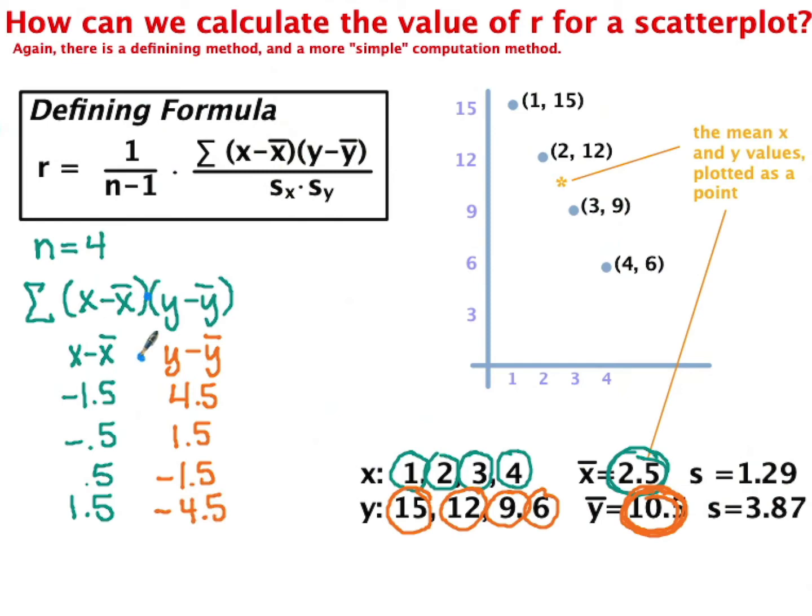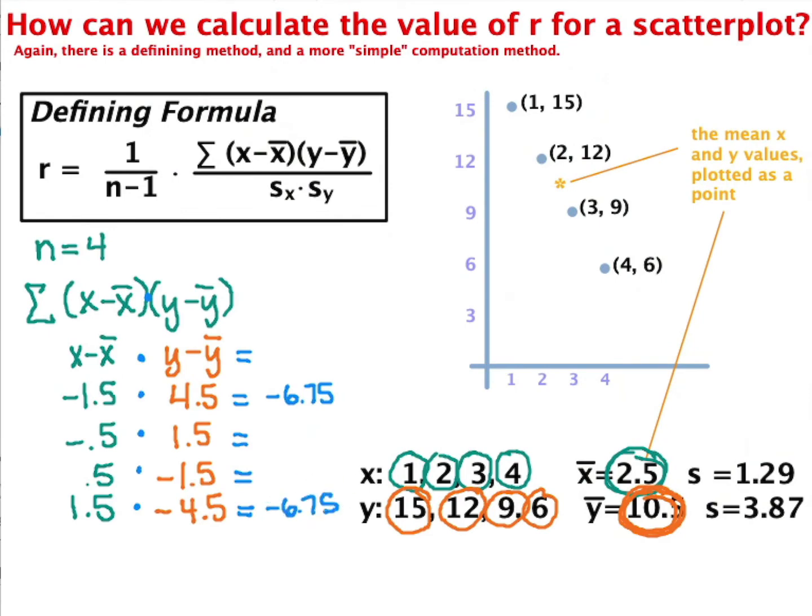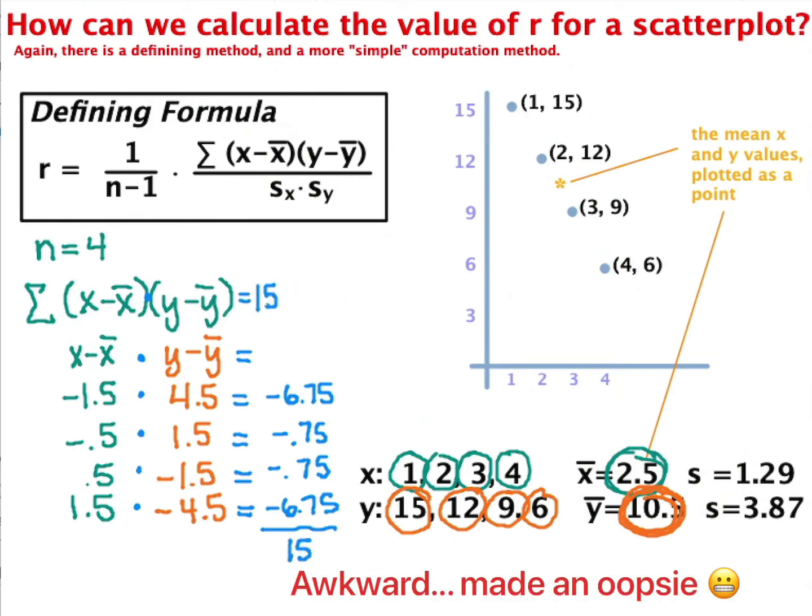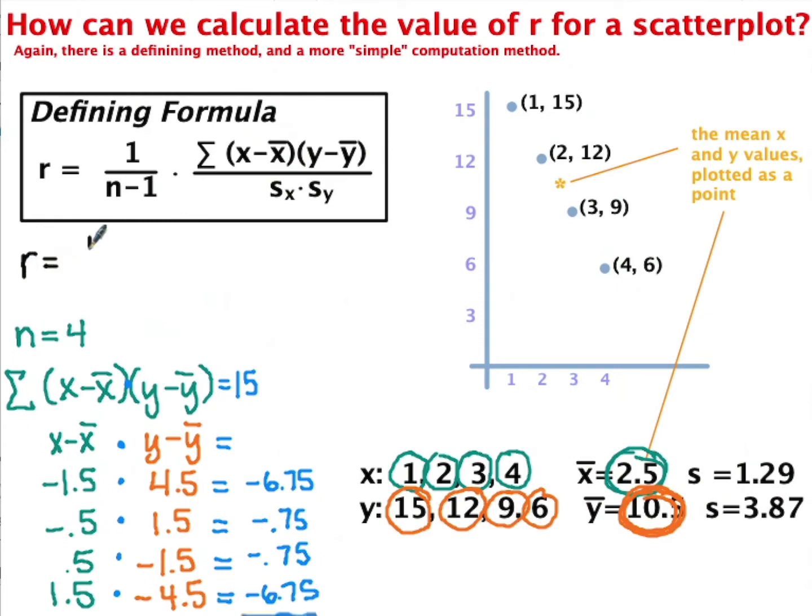Since we're multiplying those together, we're going to take our x minus x bars times our y minus y bars. The sum of all of that is 15, and so we're done with that calculation. And that was the major part of the defining formula. So let's see if we can use the formula now. So r, the correlation coefficient, is 1 over n minus 1 times that sum that we just found over the sample standard deviations multiplied. So here's Sx and here's Sy.